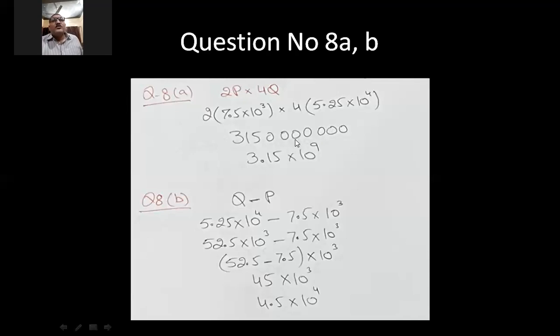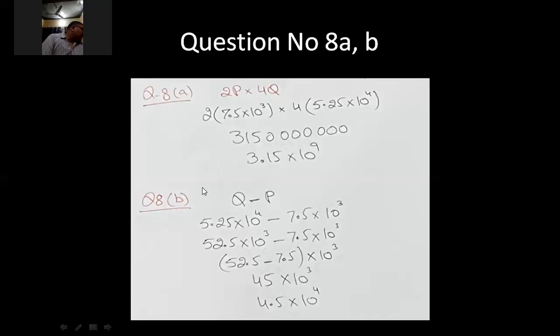So 1, 2, 3, 4, 5, 6, 7, 8, 9. So you will get 3.15 x 10^9. So this is how you will do this A part, question number 8, A part.